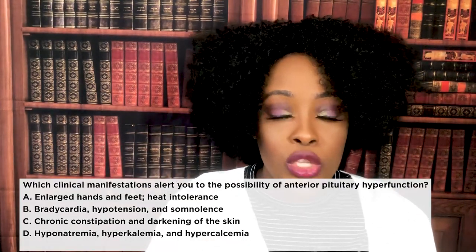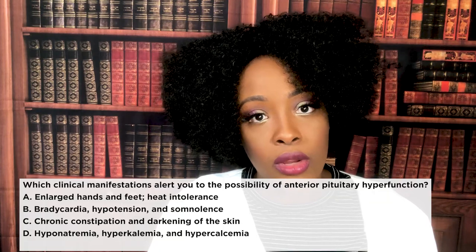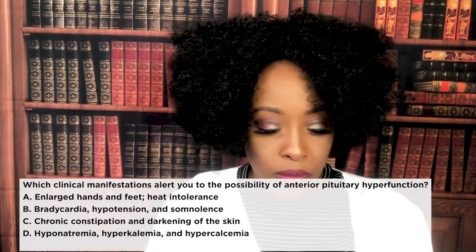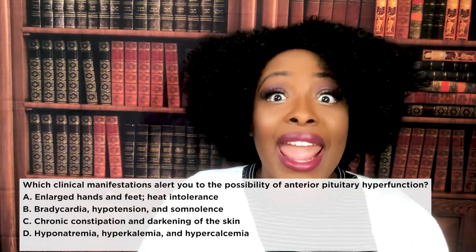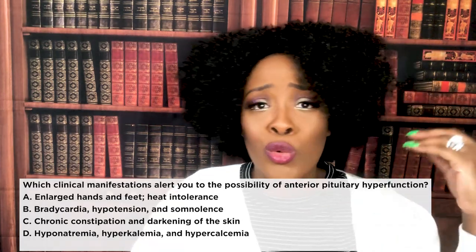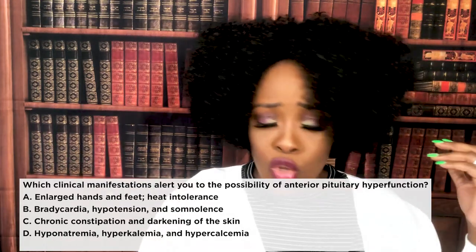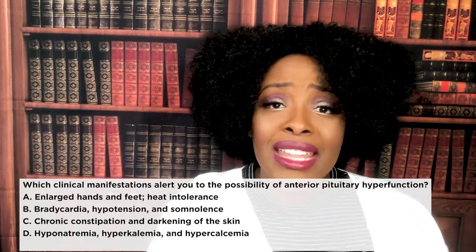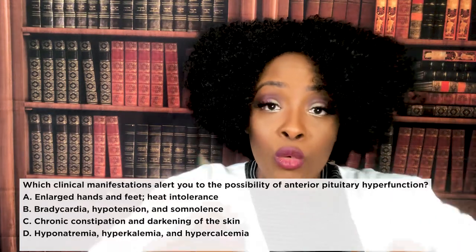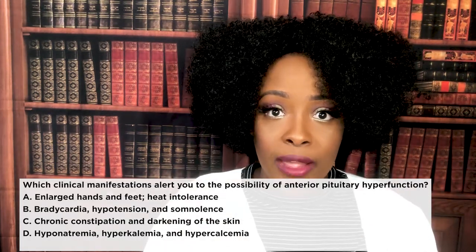Now, guys, you have only two things in your posterior pituitary, your ADH, which is your vasopressin, and then your oxytocin. Everything else is in the anterior pituitary. So your growth hormone, your LH, your prolactin, your thyroid stimulating hormone, all of that good stuff, all of that is in the anterior pituitary, which is going into overdrive, right?